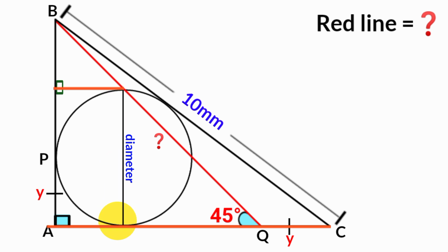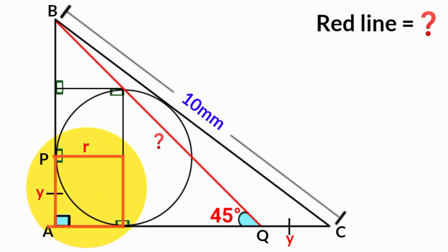This angle and this angle we know are right angles. The midpoint of the diameter we know is the center of the circle. So if we draw a line from this point of contact to the center, it is a radius, and we know the radius is perpendicular to the tangent through the point of contact. So this angle is a right angle.